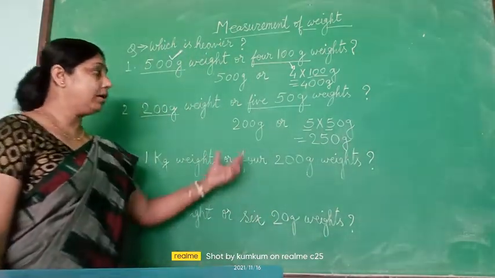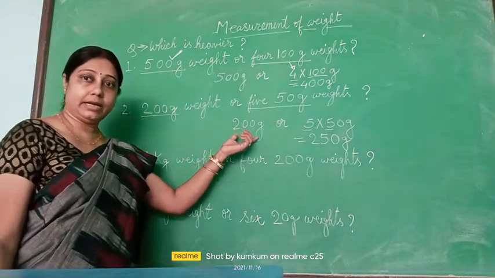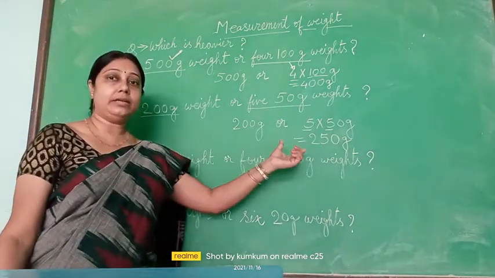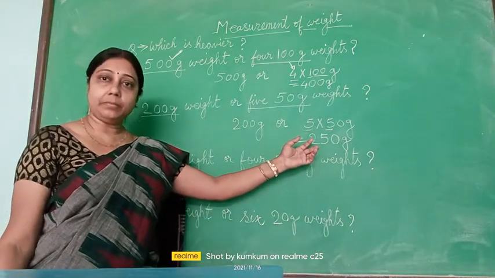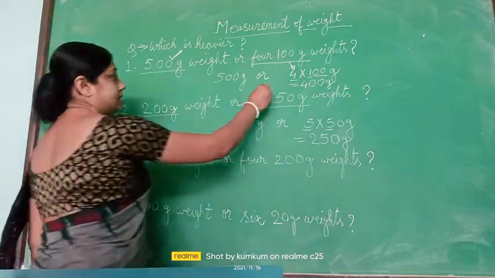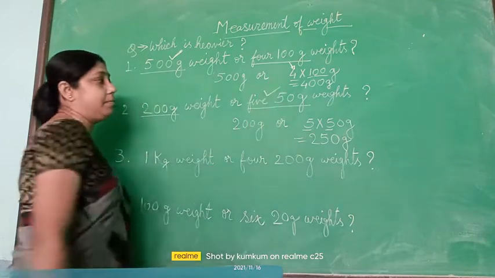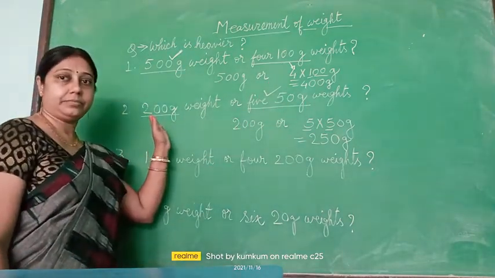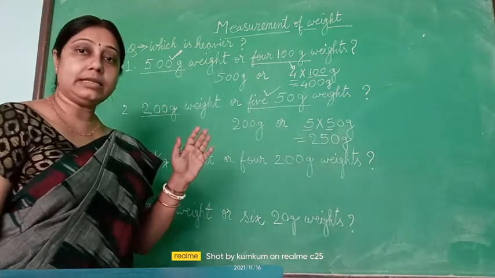Now we can compare. One side is 200 gram and the other side is 250 gram. So which is heavier? Obviously 250 gram. So we can say this 550 gram is heavier than 200 gram weight. So I hope you are understanding, children.